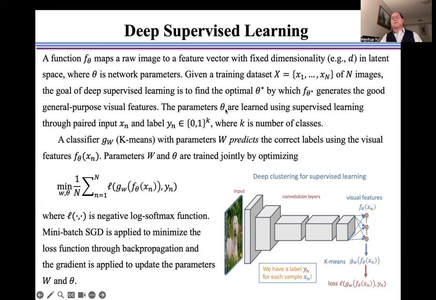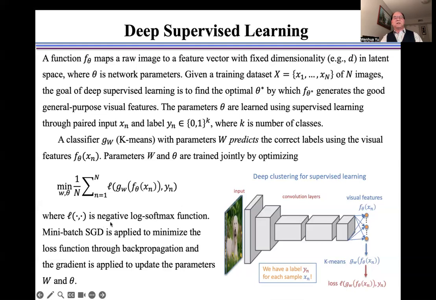The parameters theta are learned using supervised learning through paired input xn and label yn, where k is the number of classes. A classifier g_w with the parameters w predicts the correct labels using the visual features f theta of xn. Parameters w and theta are trained jointly by optimizing this loss function as shown here.